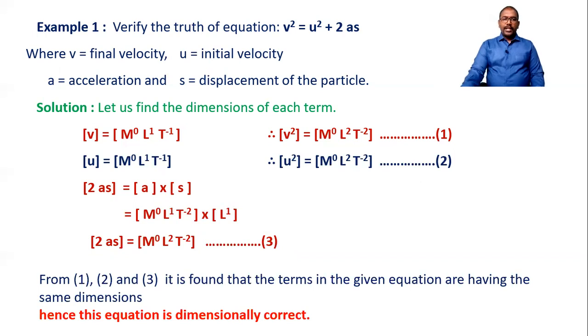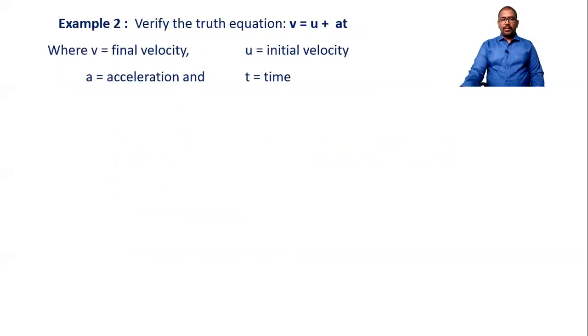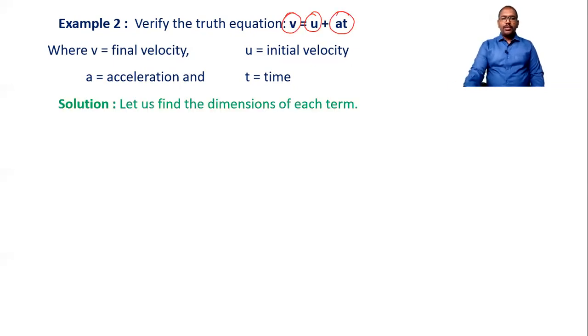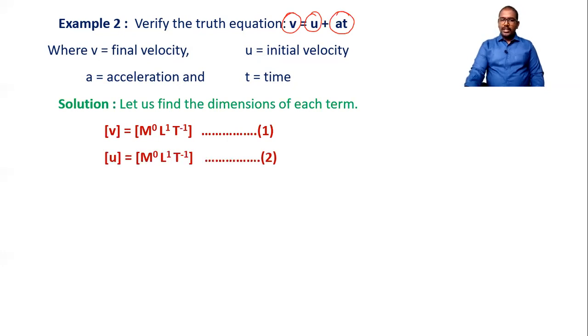Now, we can see the second example: v is equal to u plus at. We have to verify the truth of the equation v is equal to u plus at. Again, it is a kinematical equation. So let me write the dimension of all the terms. There are three terms in the equation: v, u, and at. We have to write the dimension of every term. The dimension of v, a velocity, is M0 L1 T minus 1. So this is equation number 1. The dimension of u is similar to the dimension of v because both are velocities.